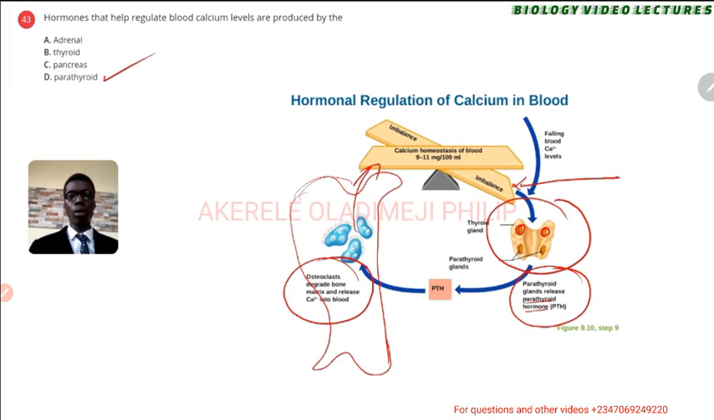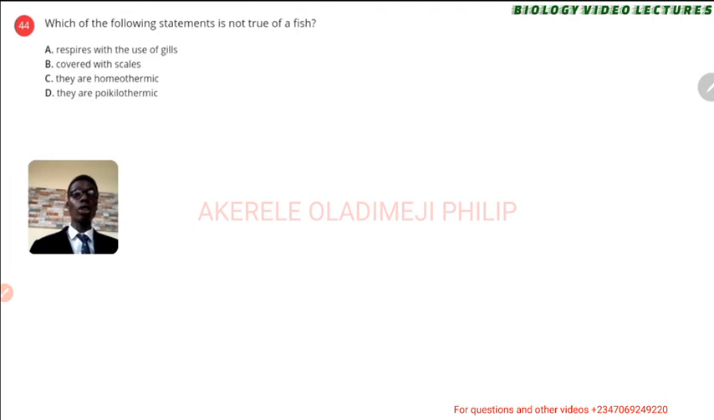Which of the following statements is not true of a fish? They respire with the use of gills, that's correct. They have scales, that's correct. They are homeothermic. No, they are not. They are poikilothermic, which is D. So this C is the answer. They are not homeothermic. Homeothermic means they are warm-blooded. Poikilothermic means they are cold-blooded. So the answer is C. They are not warm-blooded.